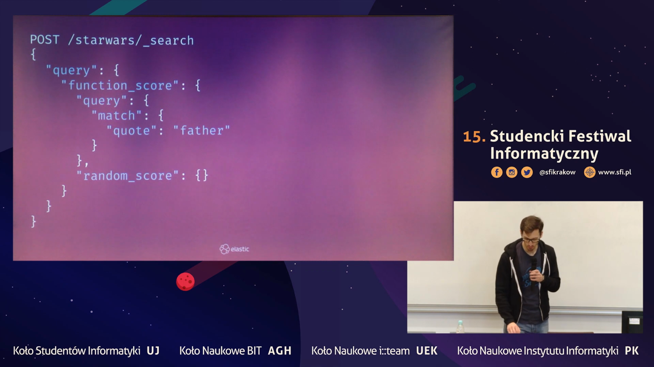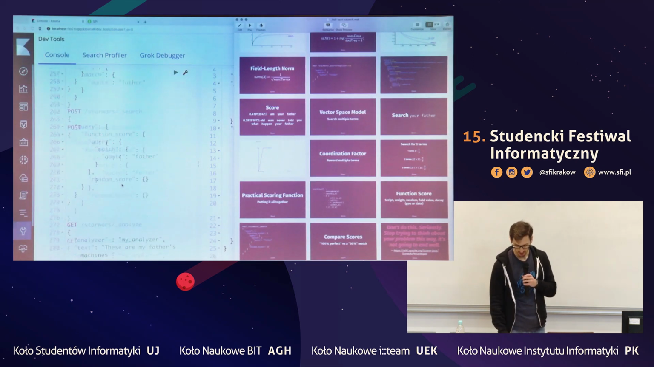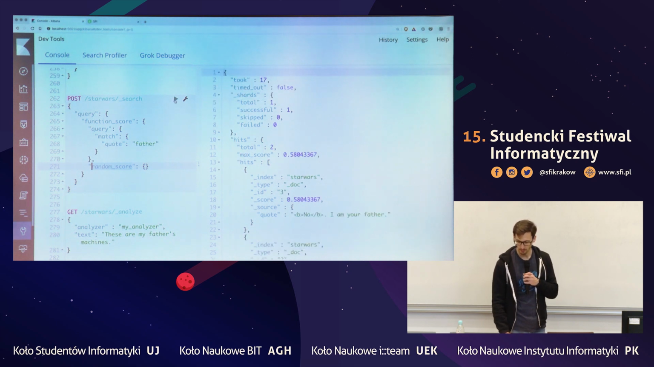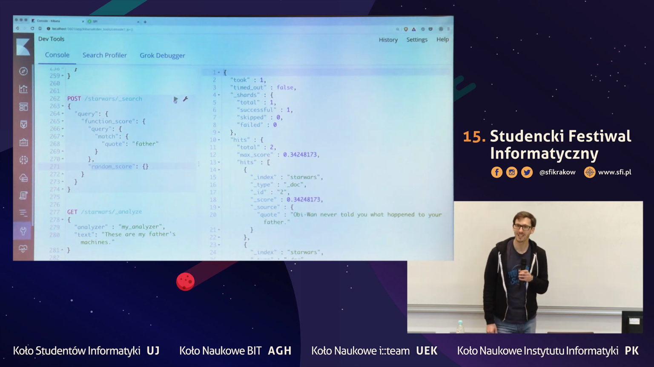The simplest example you could have, just to quickly show that, is a random score which randomly scores the document. So when I run that, you can see "No, I am your father" has 0.5 and is the first one. And when you run that many times, it will just jump around because the random score will be random, like what you expect. Why might this be relevant?